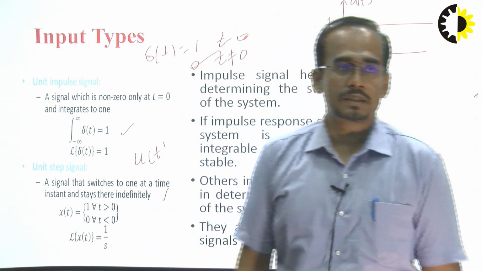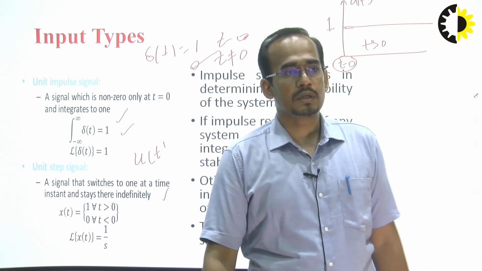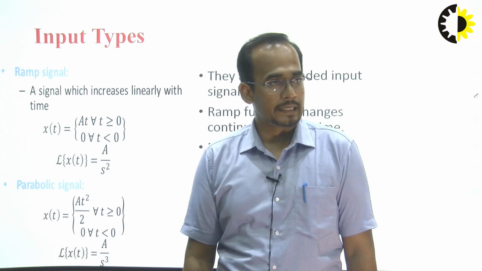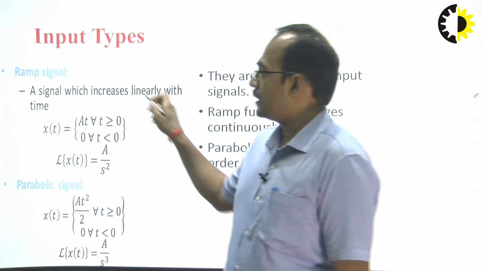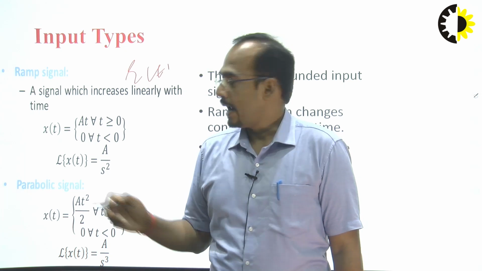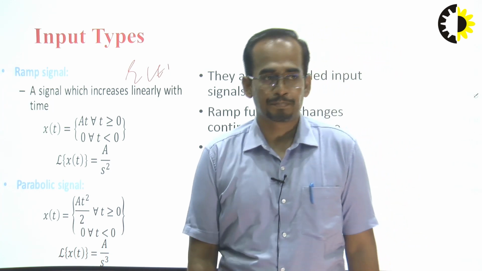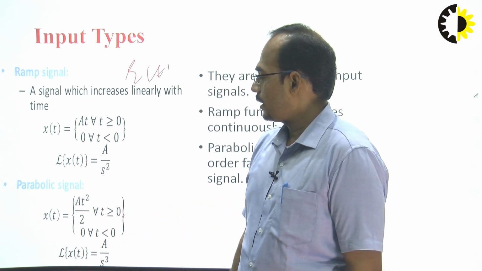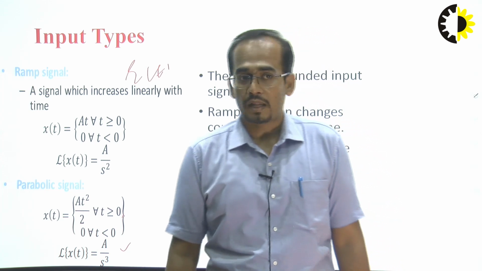What is the Laplace transform of this impulse signal? The Laplace transform of the impulse signal is 1 and of the step signal is 1 by s. You can use the Laplace transform formula for getting the Laplace transform of these standard signals. Ramp signal is represented as r(t) equal to At for t greater than or equal to 0 and 0 for t less than 0, and its Laplace transform is A by s square. Parabolic signal is x(t) equal to At square by 2 for t greater than or equal to 0 and 0 for t less than 0, and its Laplace transform is A by s cube.